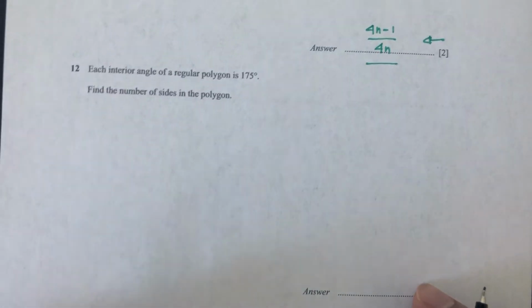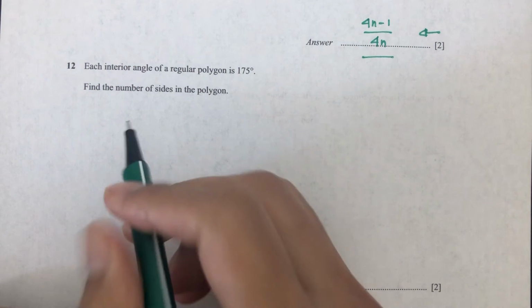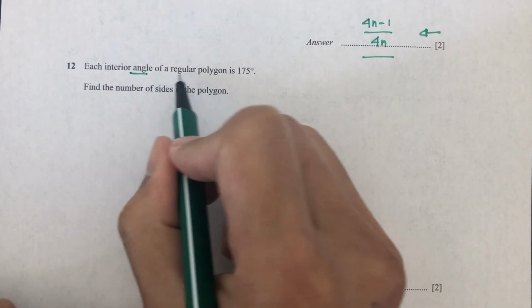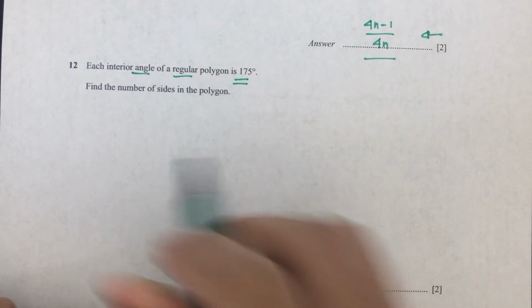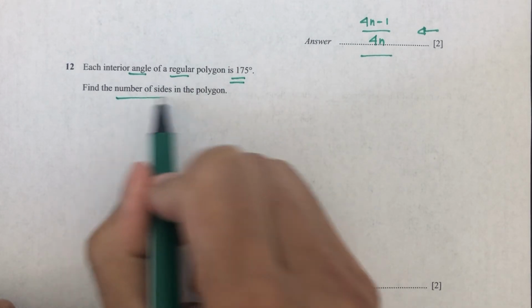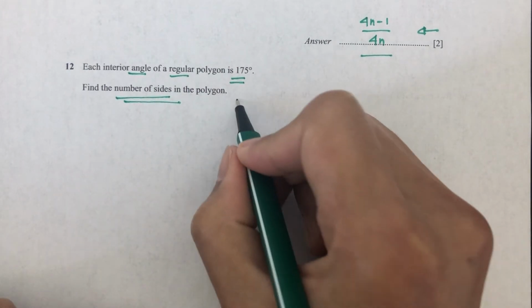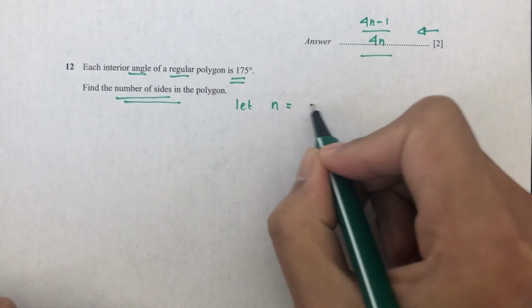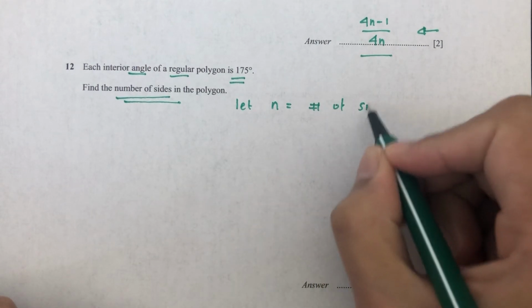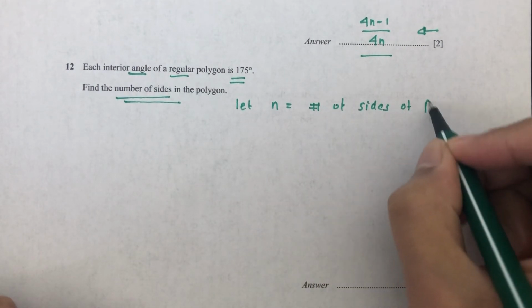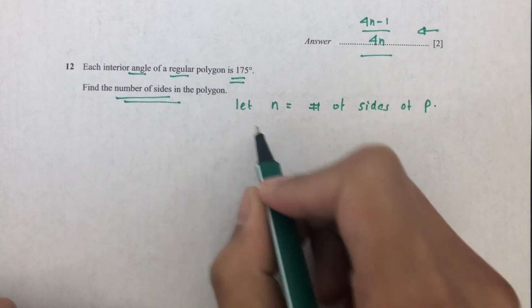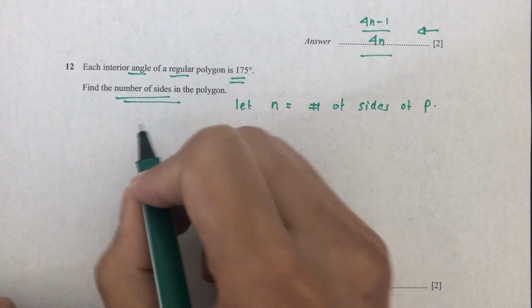Okay, number 12. Each interior angle of a regular polygon is 175. Okay, find the number of sides of the polygon. So let n equal to number of sides of polygon. We know that the sum of all the angles, we have a formula for that.